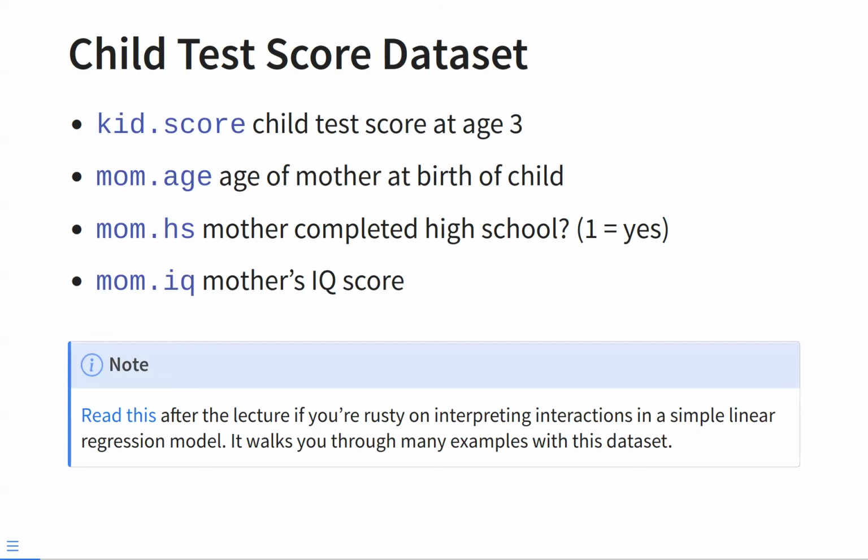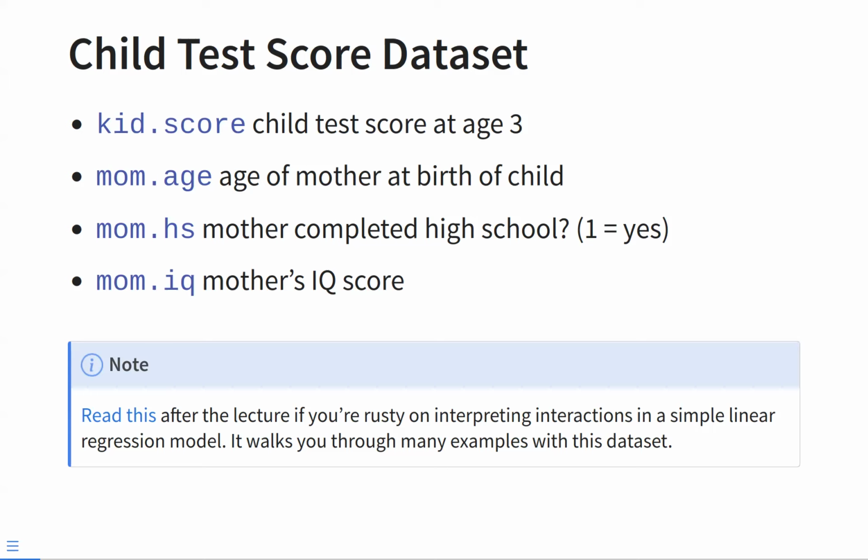Today we're going to work with a very simple data set that contains some information on kids' test scores. In particular, it contains a test score for the child at age 3. It includes the age of the child's mother when the child was born, information about the mom's educational status, and also a test score for the mother.